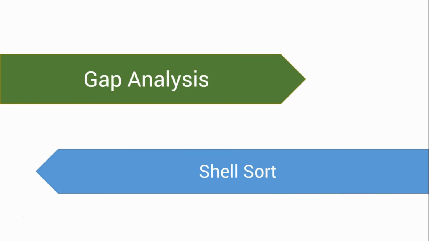Moving on to our next algorithm, focusing on the gap analysis, the shell sort algorithm. This is the first advanced sorting algorithm, and it is usually used in top companies like MNCs. Whenever you get a technical round of interview, there is a chance or a probability that the shell sort algorithm is asked.